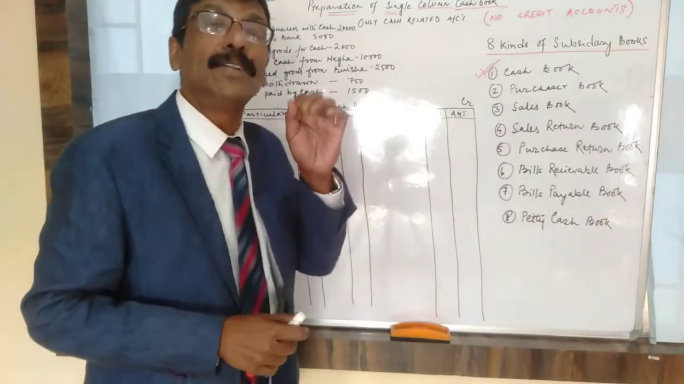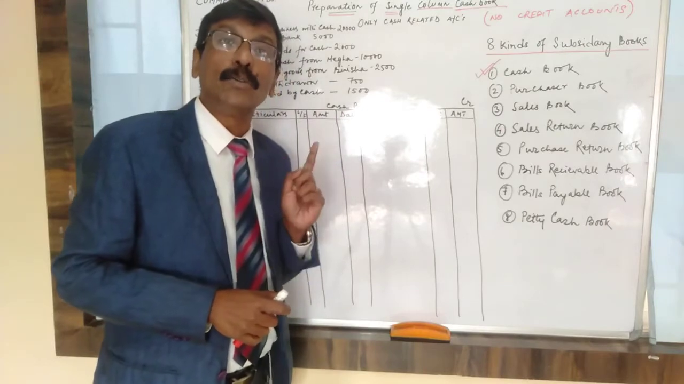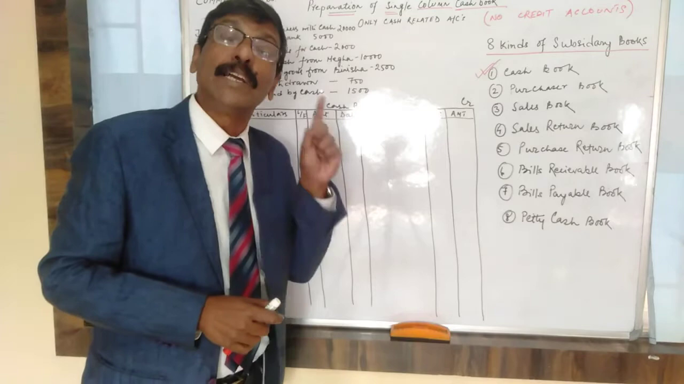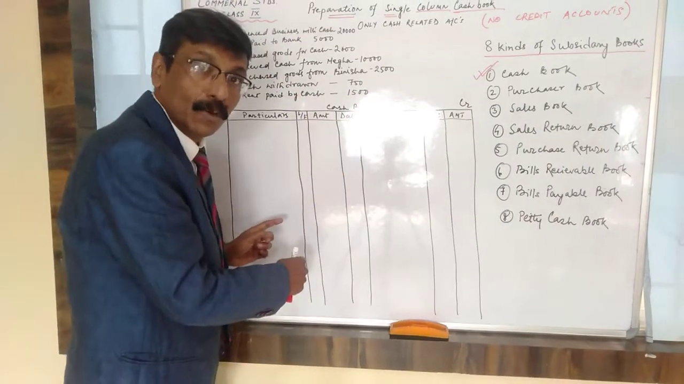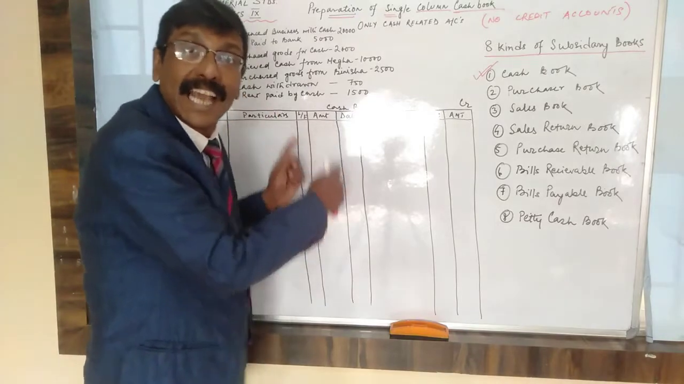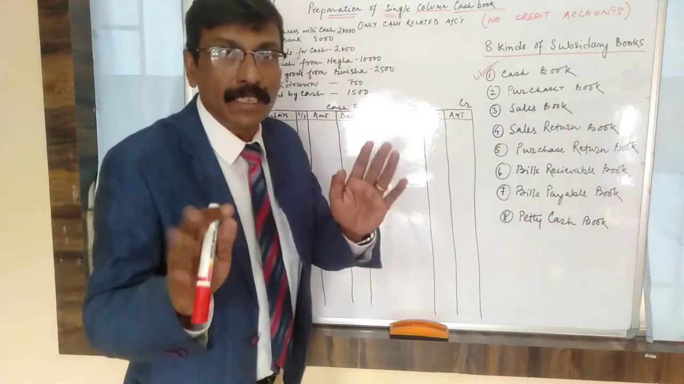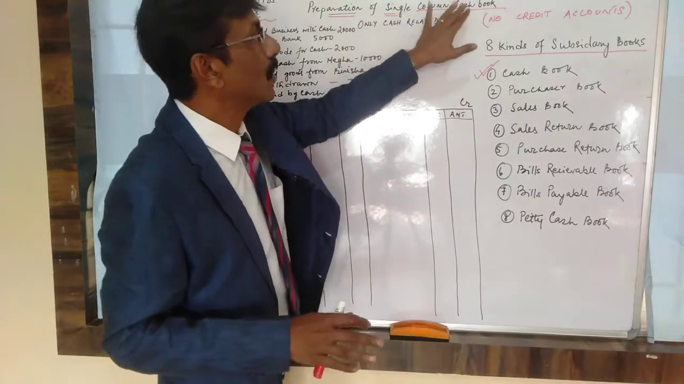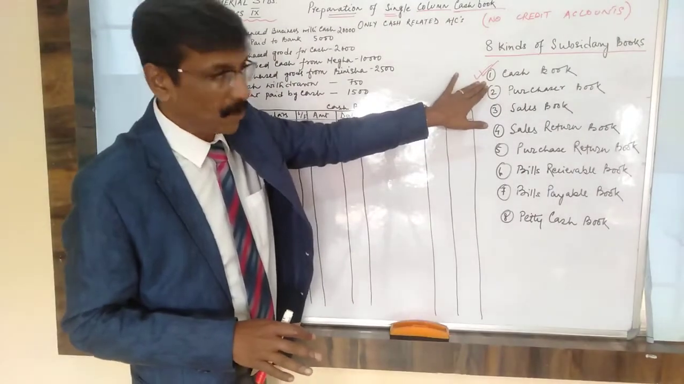Now the third is the triple column cash book. Now there are bank transactions. Not only are we paying through cash, we are paying through bank, we are paying through check. So in the triple column cash book, there will be 3 columns. One is discount, one is cash, and one is bank. So this is just for your knowledge, but we are only going to do today the single column cash book. So out of 8 books, the first book is cash book.